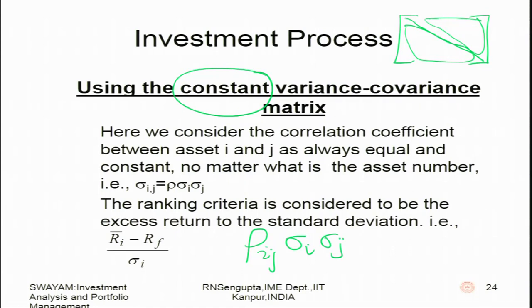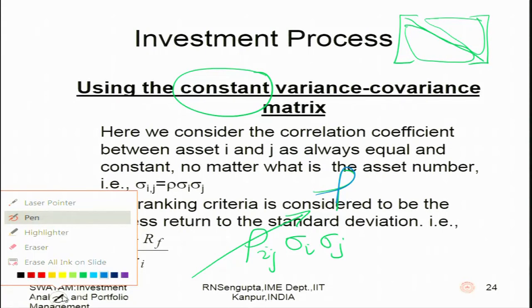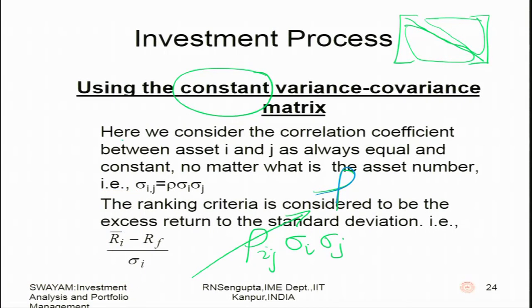All these values of rho ij and sigma ij are different based on the asset numbers i and j. But what we are considering is that the rho value is fixed. Rather than take rho ij, we will take rho as fixed, because that reduces the amount of calculation. Here we consider that the correlation coefficient between assets i and j is always equal and constant. Hence, we use the covariance between i and j as rho, without the suffix i and j, multiplied by the standard deviation of i and the standard deviation of j. I considered the calculation of those standard deviations in detail in the last class, the 11th one, and you can utilize that.